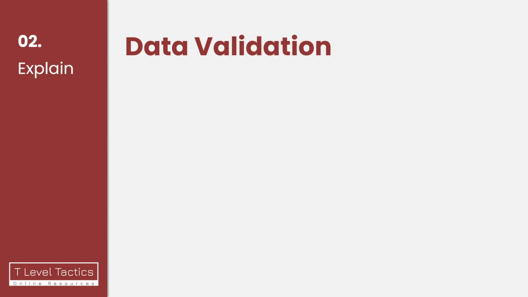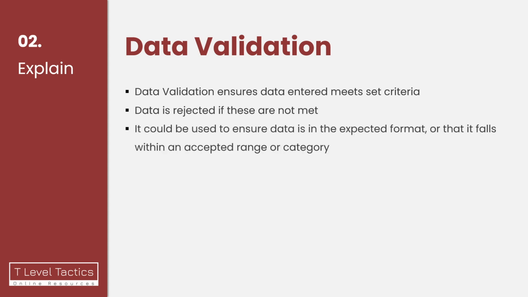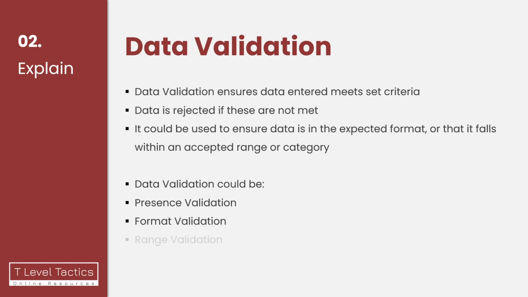Data validation ensures data meets sets of criteria, and the data is rejected if these are not met. It could be used to ensure data is in the expected format, or that it falls within an accepted range or category. And data validation could be presence validation, format validation, range validation, type validation, or length validation. Let's take a look at those.